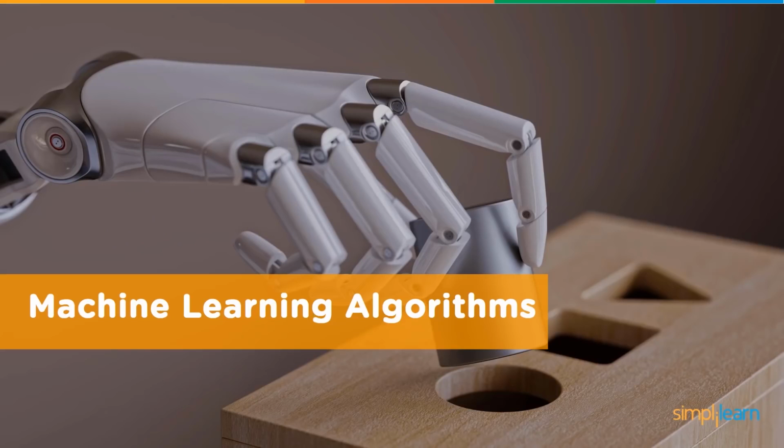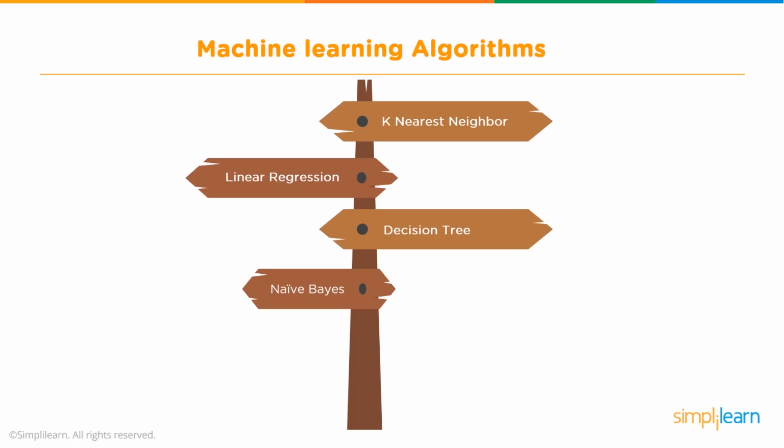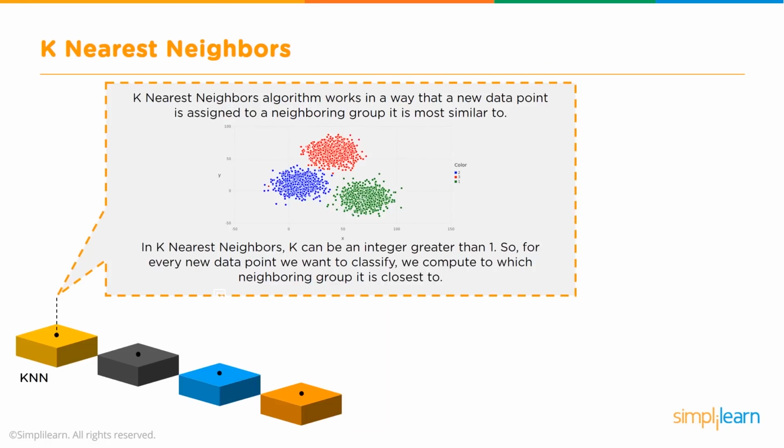Now that we know the various algorithms, let's look into 4 key algorithms that are used widely. We will understand them with very simple examples. The 4 algorithms that we will try to understand are k-nearest neighbor, linear regression, decision tree, and naive Bayes. Let's start with our first machine learning solution, k-nearest neighbor. K-nearest neighbor is again a kind of a classification algorithm.